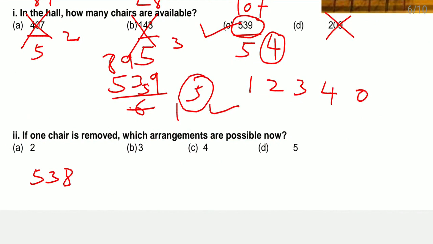Now you only think which arrangements are possible now. If I divide this number by 2, it easily gets divided. So this arrangement is possible. In pairs, easily we can do, right? So option A is the correct one. No need to check the other one.